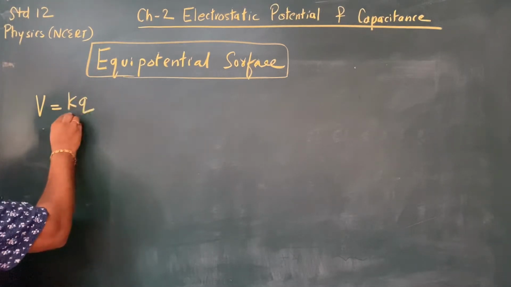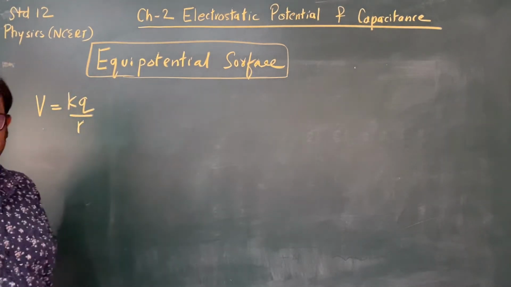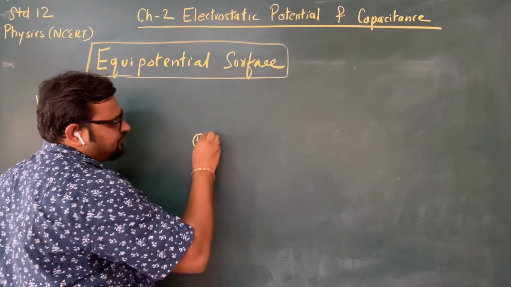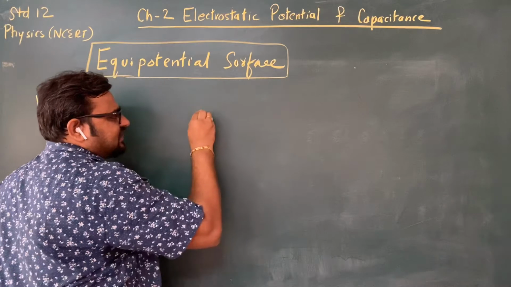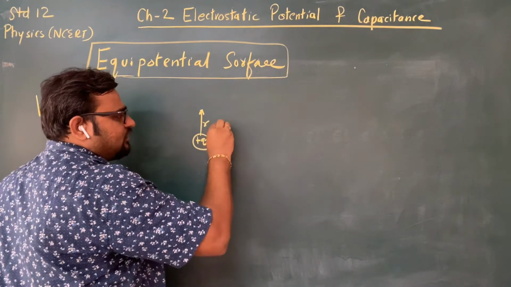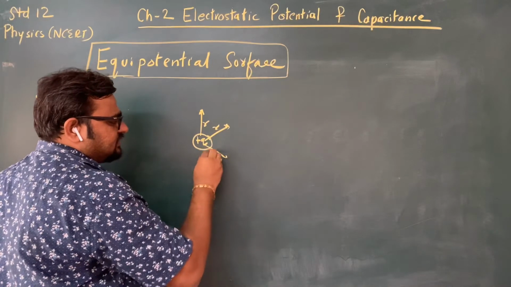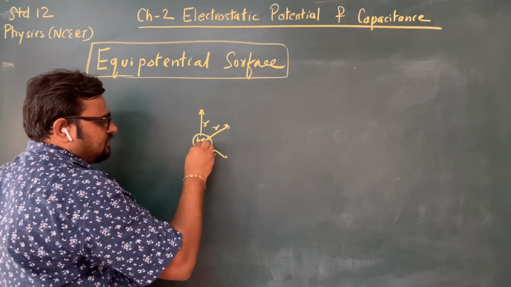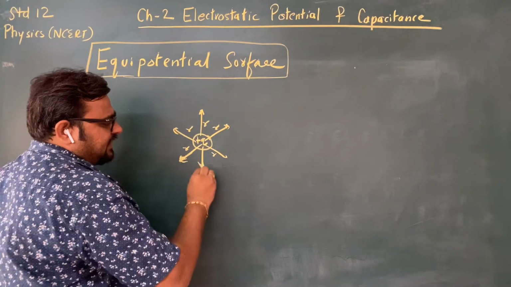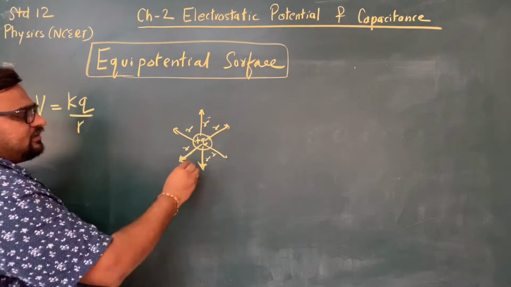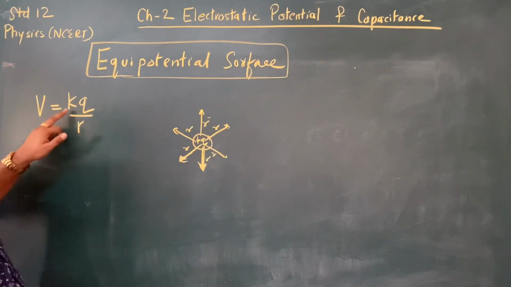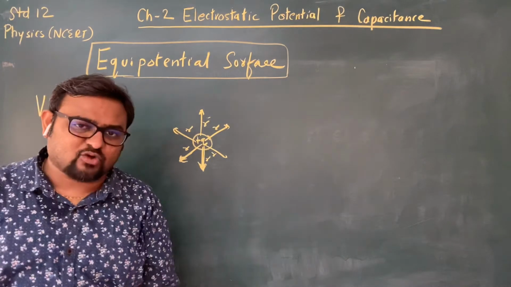Now, see, what is the potential due to a point charge? kQ by r. So if I take a positive plus Q charge here, let's find out the potential at distance r. It will be V at this distance r, again V at this distance. So at every point at this distance r, the potential will be same because its formula is kq by r. Potential is a scalar quantity.